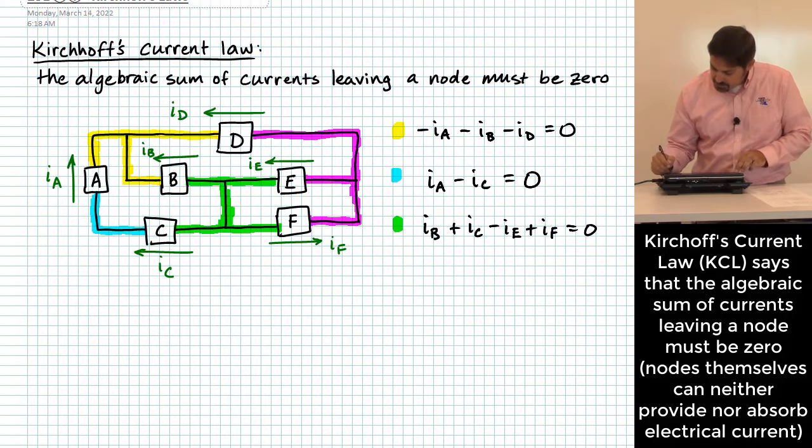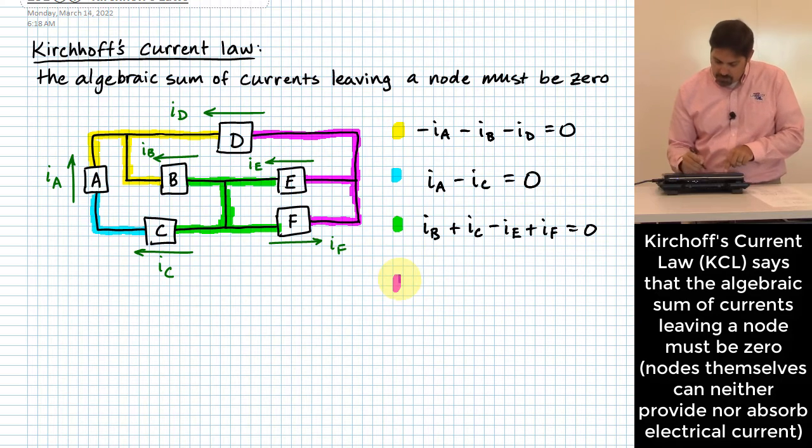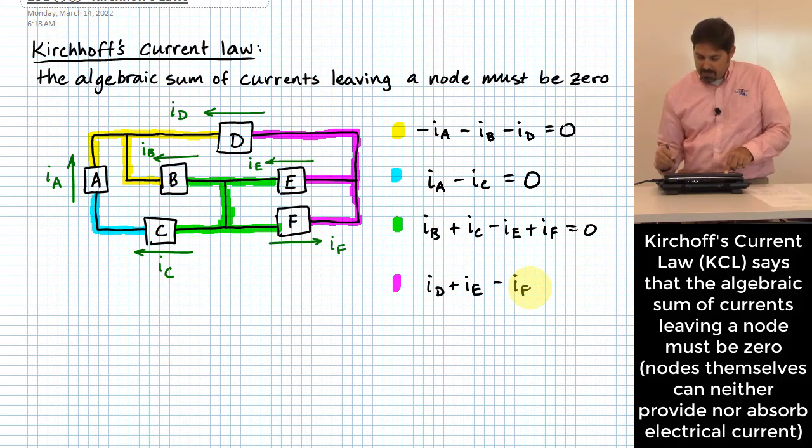All right, just in the interest of completeness, we'll quickly do the last one as well. It looks like ID and IE both are leaving, so I'm going to take ID plus IE. What about IF? Okay, it's entering, so I'm going to take that as a minus value.